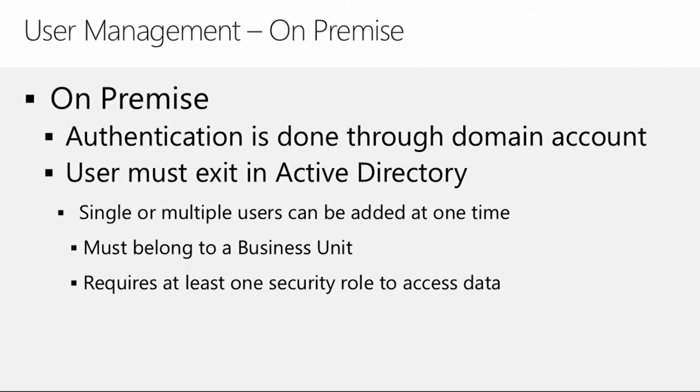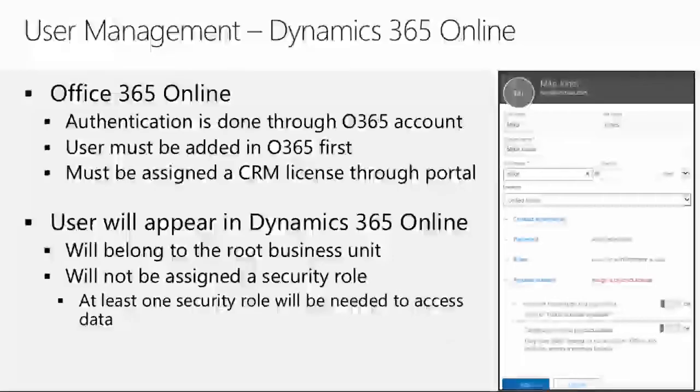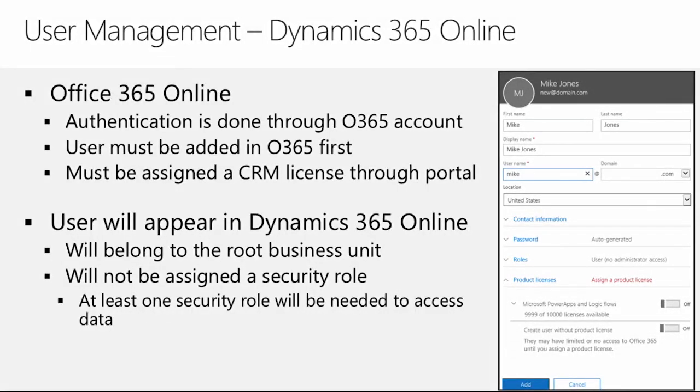Now, we're not going to mess with on-premise too much at this point. We're really going to focus on online, because that's where you're seeing a lot more of the Dynamics 365 deployments take place. So let's talk about the online perspective. Every user that's going to be accessing Dynamics 365 online has to have an Office 365 account, and all of the authentication is done through that Office 365 account. So you do have to go in and add them as an Office 365 user first.